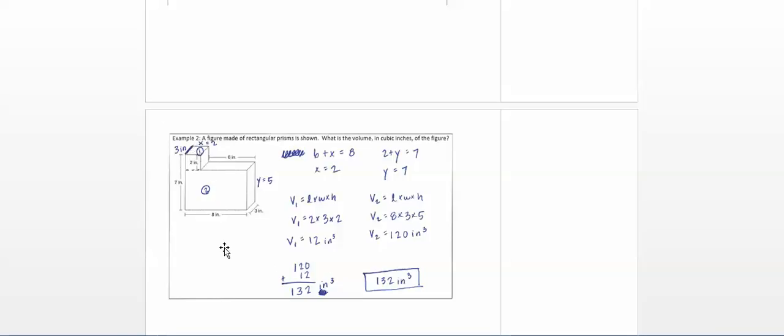student state again what were the steps that we took. Again, we split it into two rectangular prisms. We subtracted to find the missing dimensions. We found the volume of prism 1, volume of prism 2, then we add those prisms together.